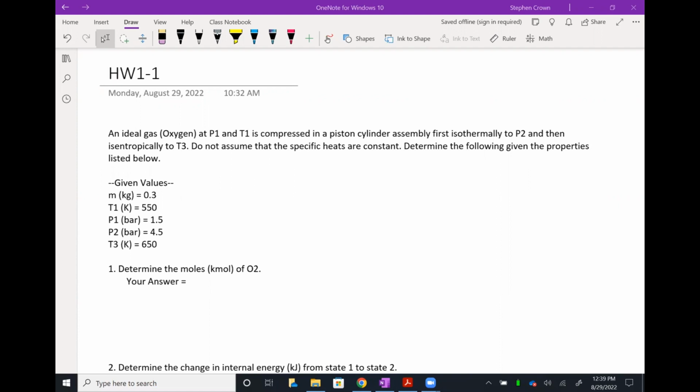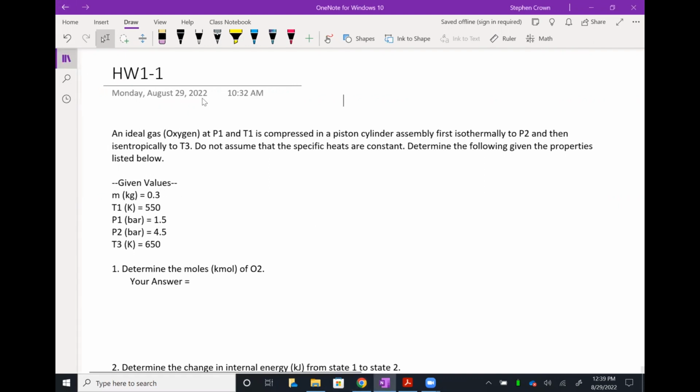Here I have the mass given, the temperature at state 1, the pressure at state 1, pressure at state 2, and temperature at state 3. I'd like to begin by going over the equation sheet that I developed for Thermal 1 about 20 years ago and still find extremely useful. Let me pull that up.